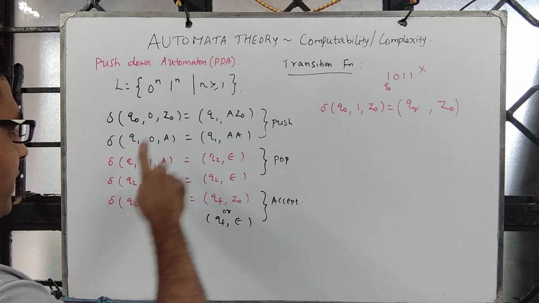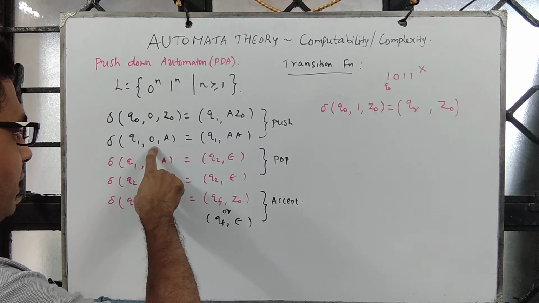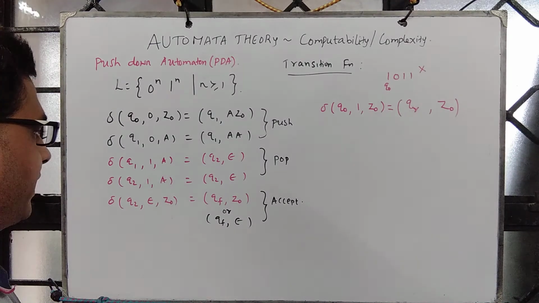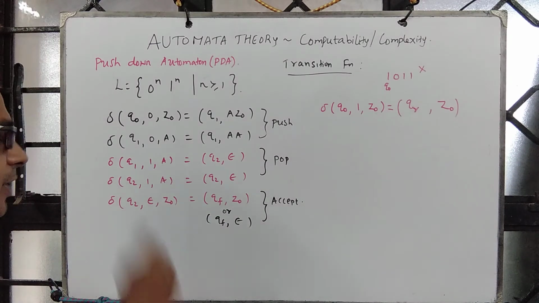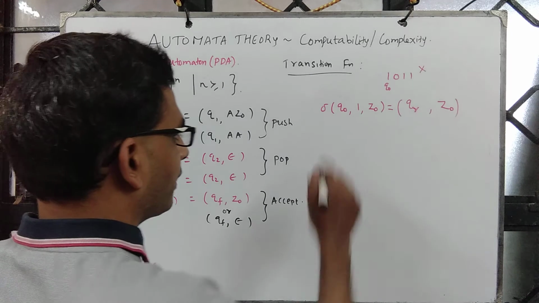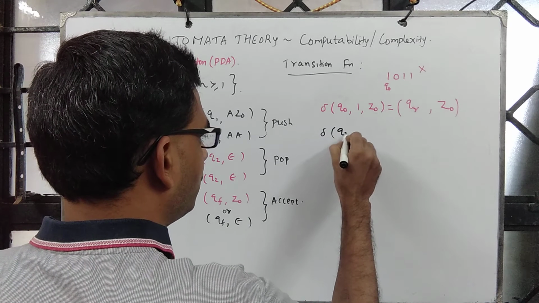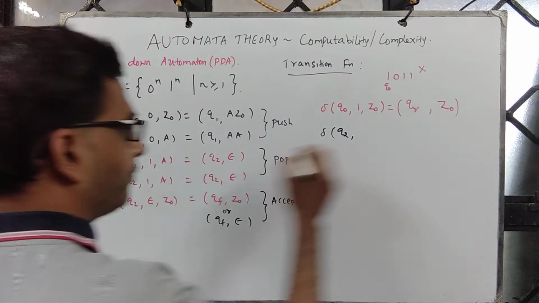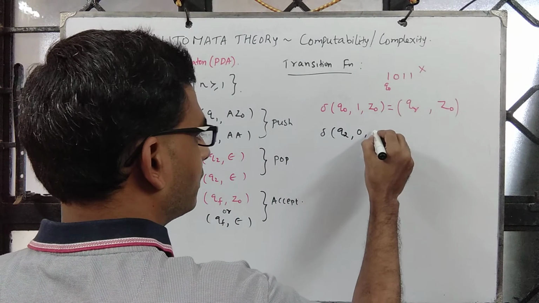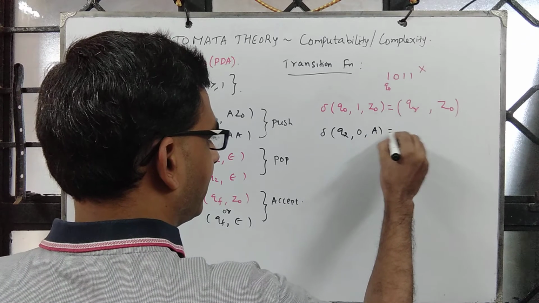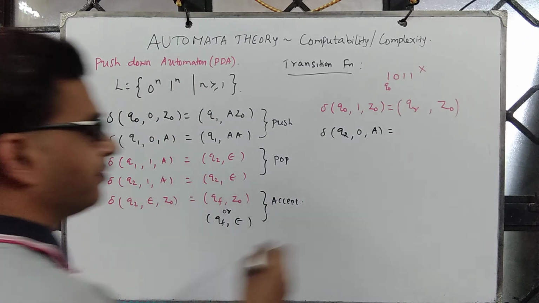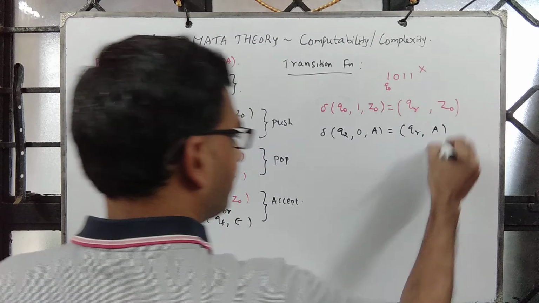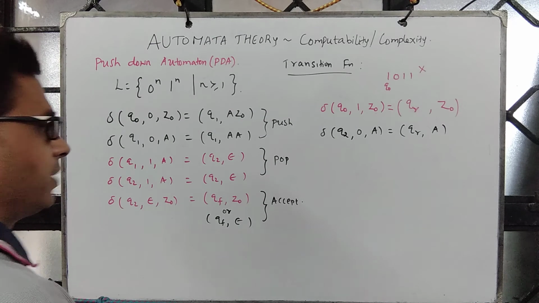On reading 0, it's fine. When you are in Q1, you read a 0. When you are in Q1, you read 1. So both are taken care of. So now I am at Q2. When you are at Q2 and you come across a 0, and the top of the stack symbol is say A, because you must have read some A's, even this has to be rejected. Okay. So I go to QR.